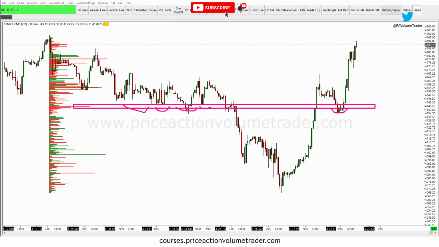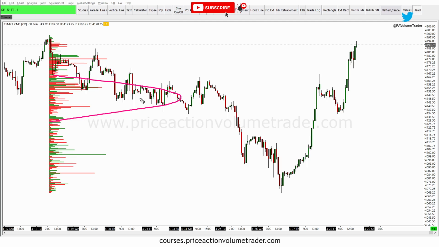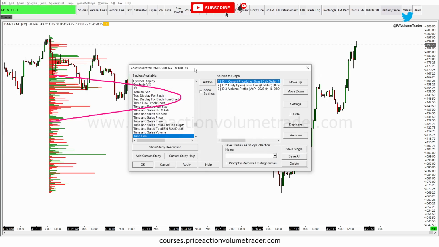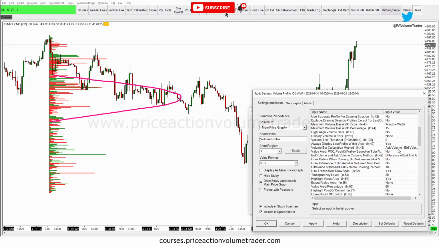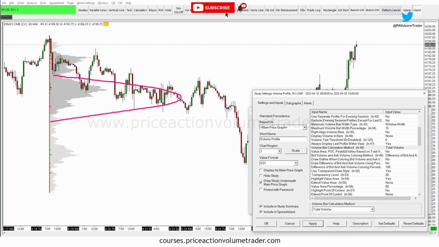But what do we notice here? Well, we can see that if we put in a profile, we would have a high volume node right here, and we can simply do that by changing this quickly from ask volume, bid volume. If I put total volume, you can see right here how we have our high volume node because price spent a lot of time sideways right here. So let's go back to the delta.